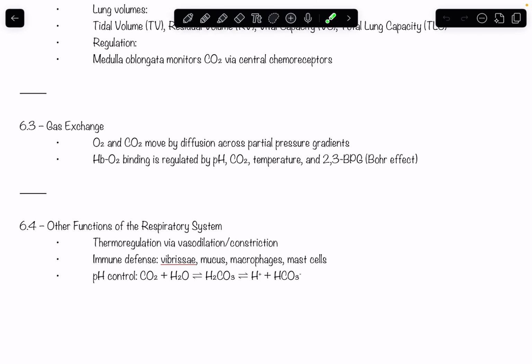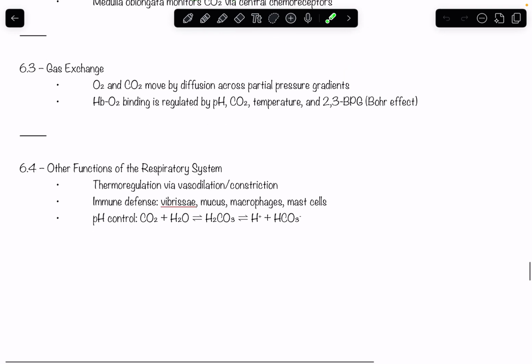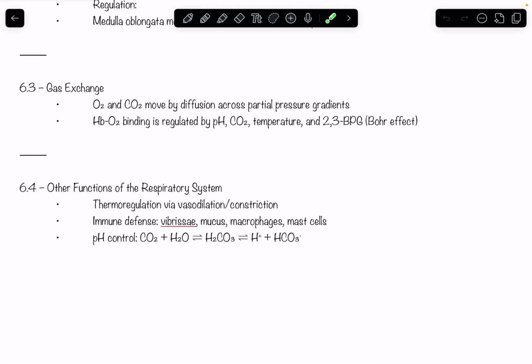And then your medulla oblongata monitors your CO2 levels, and we do that via your chemoreceptors. Now, gas exchange. CO2 and O2 move by diffusion across partial pressure gradients, really meaning that we move through open slits in capillaries. Hb means hemoglobin, by the way. HbO2 binding is regulated by your pH, CO2, temperature, and 2,3 BPG, which you guys should know from biochem. 2,3 BPG decreases the affinity for hemoglobin.